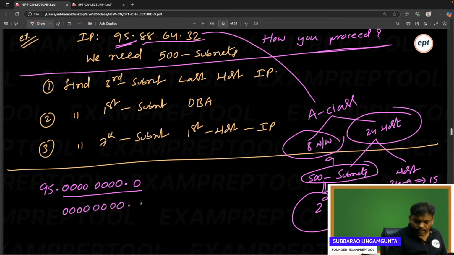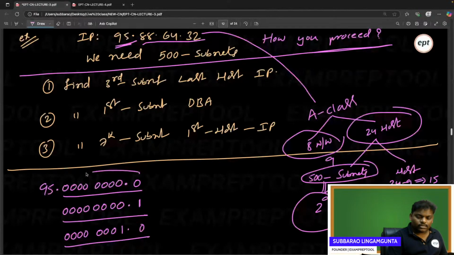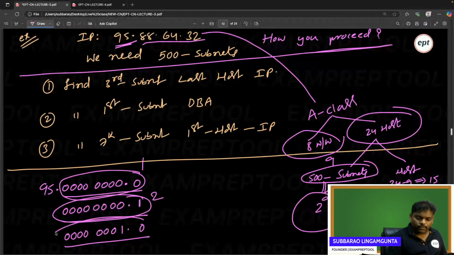Right, the 0th subnet is the first subnet. It is the second subnet. Now see the third subnet. This is the third. This is the 0th one, which is nothing but the first one. It is the first one, the second one, the third one. It is the third subnet.